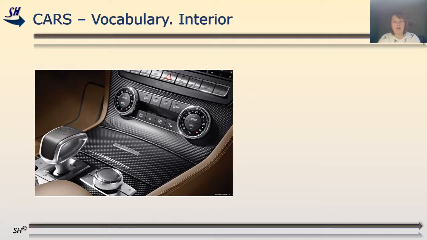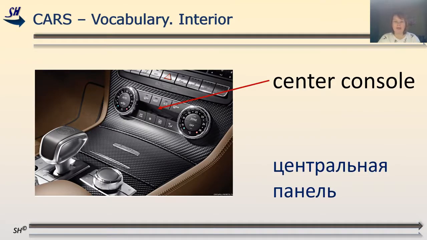If we look further right to the ignition, we can see the center console. It contains controls for the heater, for the air conditioning, for the radio, and perhaps seat adjustment. What can you do in the center console? You can turn up or down the heating. Turn up means to make your car warmer. Turn down means to make the air in your car cooler.